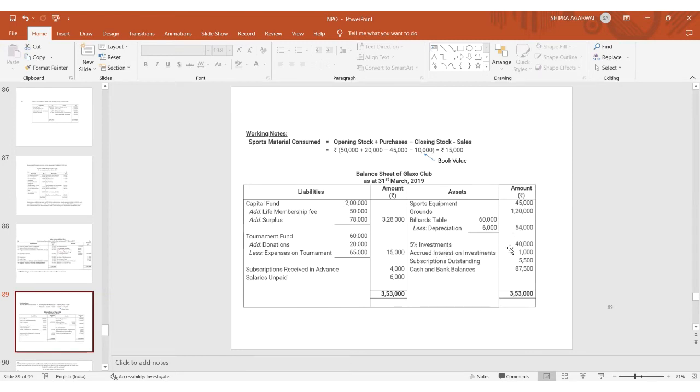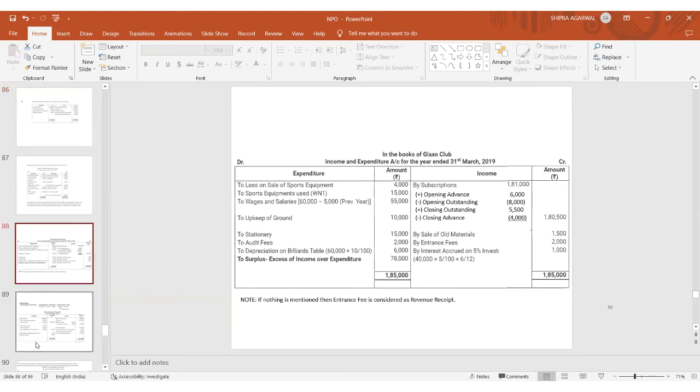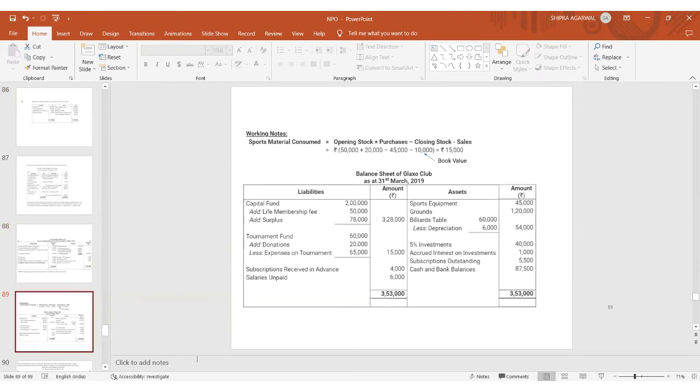Then my 5% investments are 40,000 and accrued interest on investment is 1,000. Then subscription outstanding is 5,500 and cash and bank balance is 87,500. This cash and bank balance, I have written it from here, the closing bank balance, right? So when we do the total, you can see the total is coming out to be the same. You do not have to calculate any balancing figure.